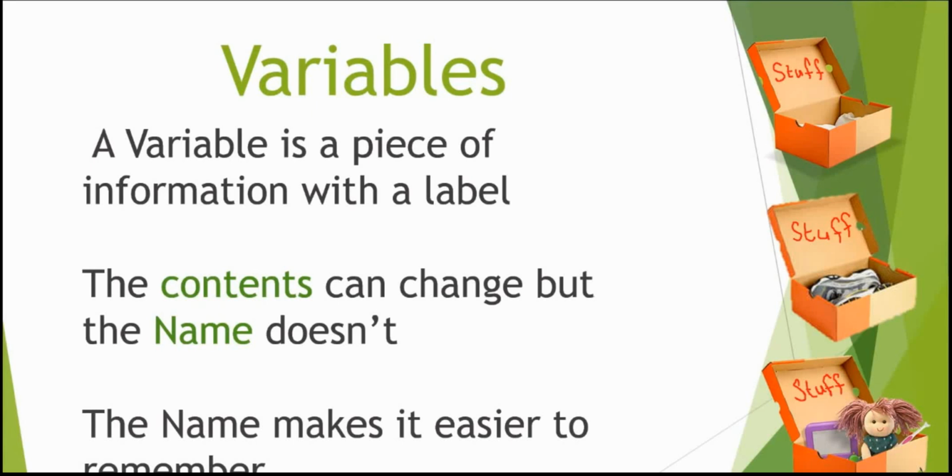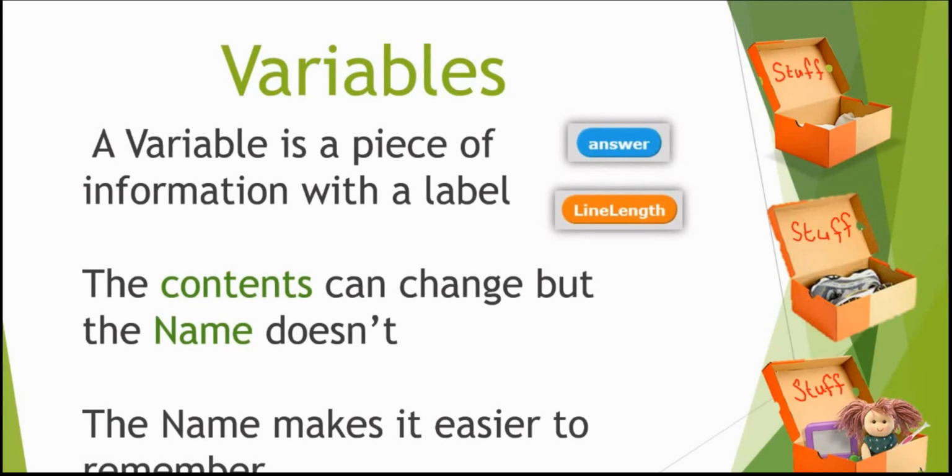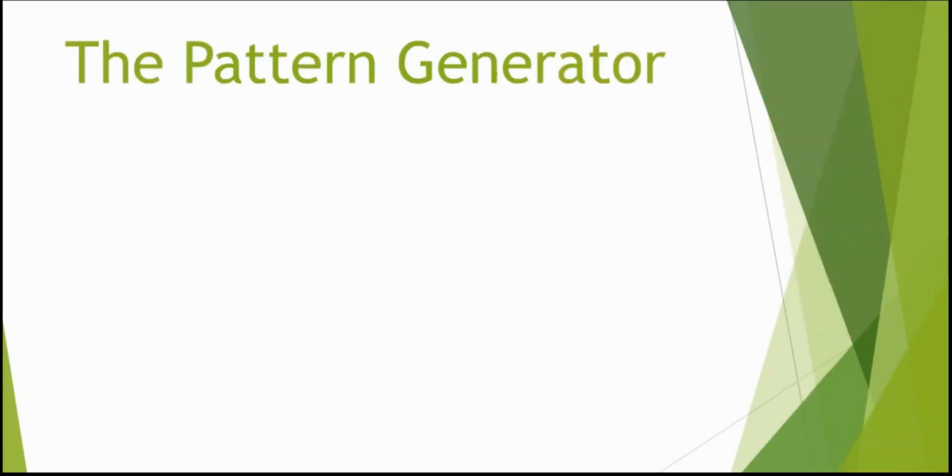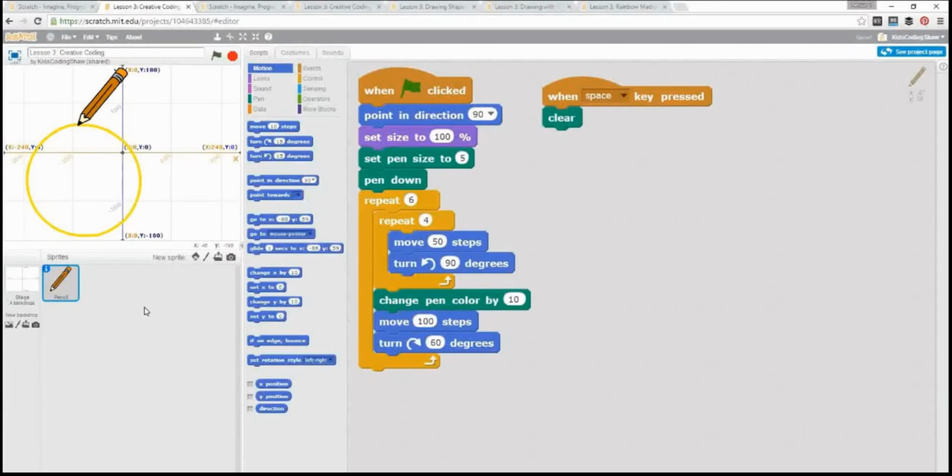And in today's project, we're going to be using 2 variables. We're going to be using the answer block, and we're going to create a new variable called line length. And they're going to be used for the pattern generator. So let's start off the project by creating our pattern generator.